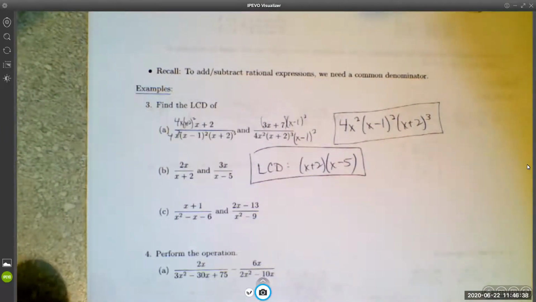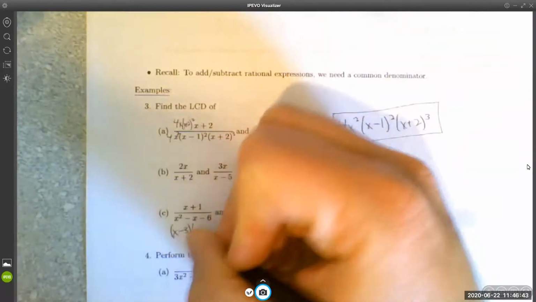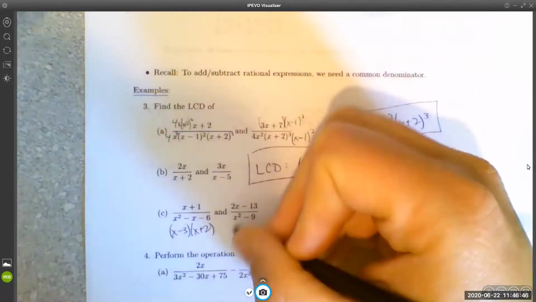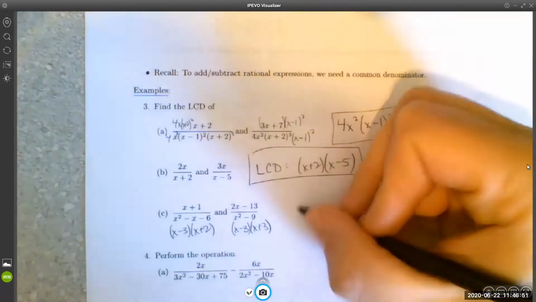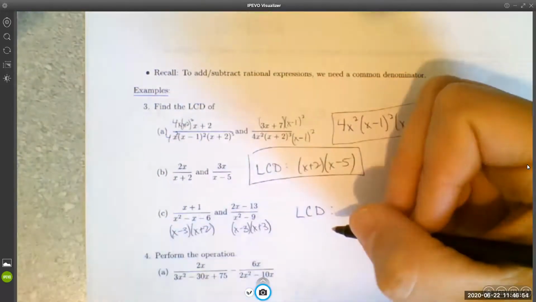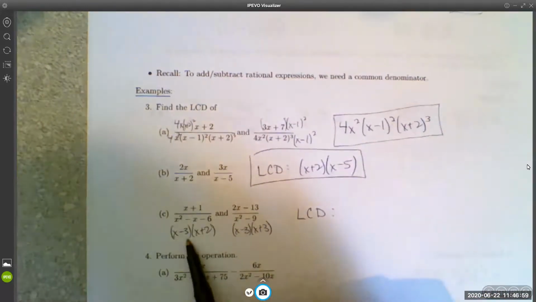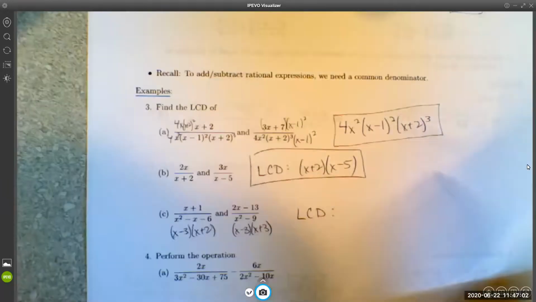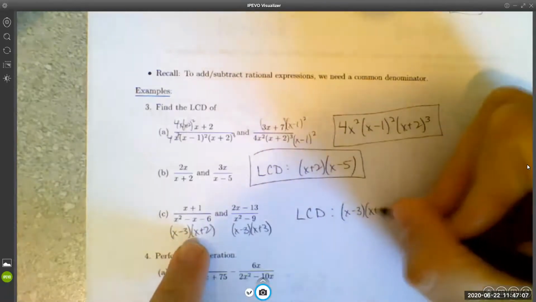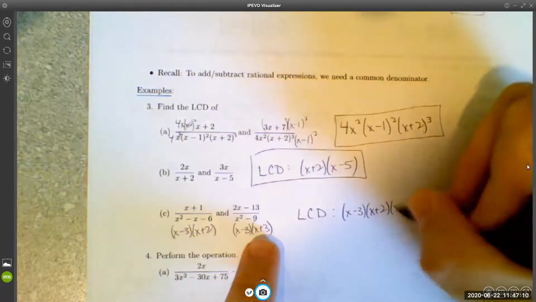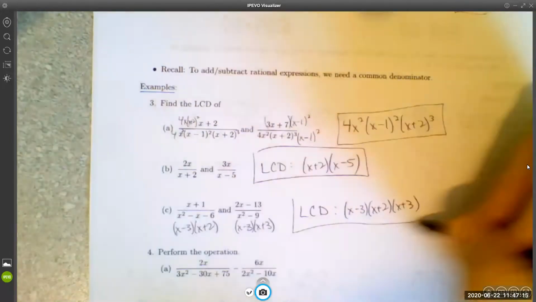So in part C, I think we're going to have to do some factoring, right? We're going to say this is x minus 3 times x plus 2. This one is x minus 3 times x plus 3. And now if I'm thinking about what the LCD of this should be, here I'm missing an x plus 3. Here I'm missing an x plus 2. So I think the LCD is going to be x minus 3 times x plus 2 times x plus 3. Right? I can force them both to be this LCD. Okay, so that would be the LCD there.